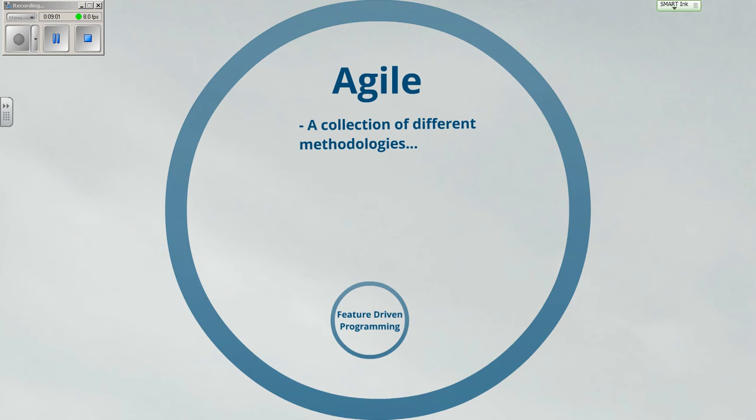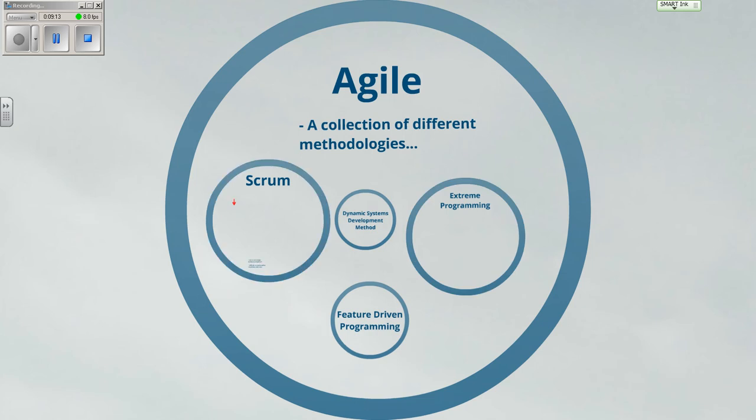There's feature-driven programming as one. If you want to know more, then Google it. There's dynamic systems development method, which is different to feature-driven programming. There's Scrum, and there's extreme programming. And these are the two I'm going to go into a little bit more detail about. So these are 4 different agile methodologies, but there are actually many more than this.